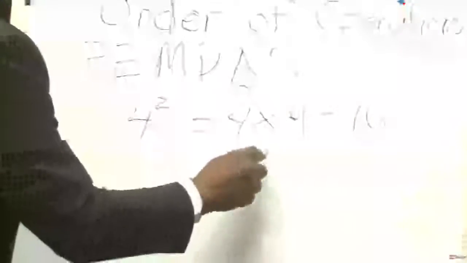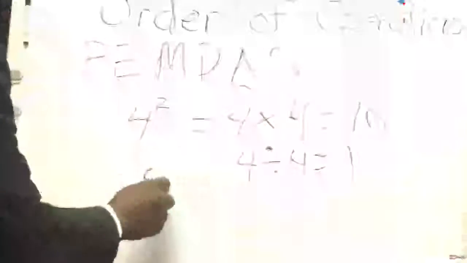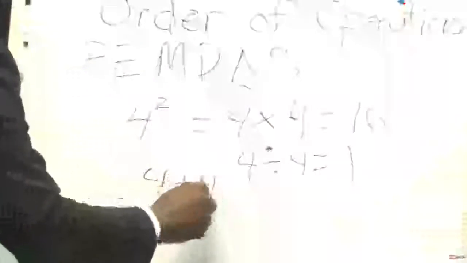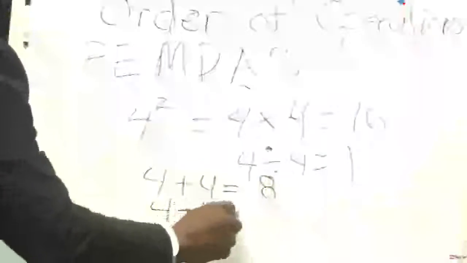Again, that same problem, we could take and put a division sign. Again, that's that language. And that would be 1. Of course, 4 plus 4 equals 8. And 4 subtract 4 is 0.